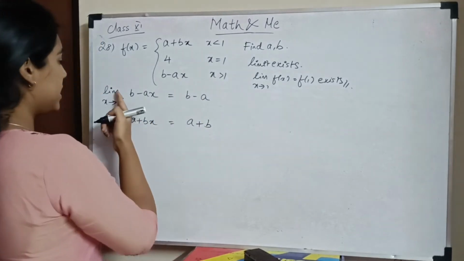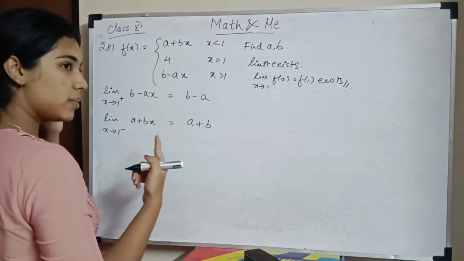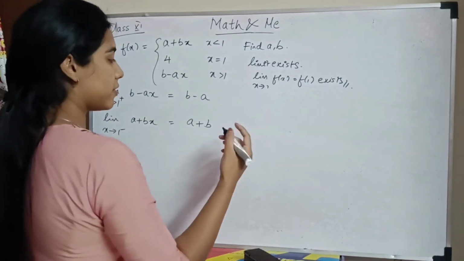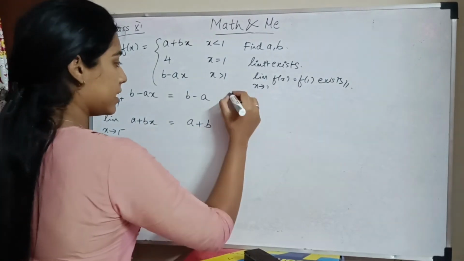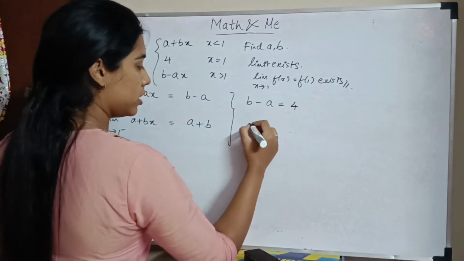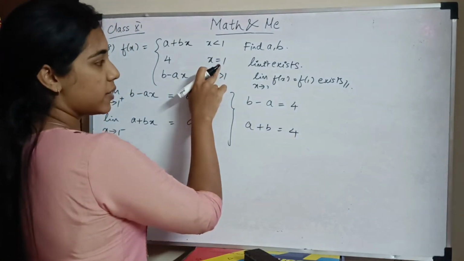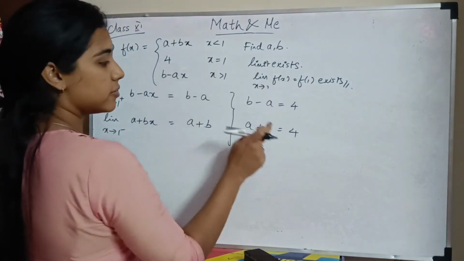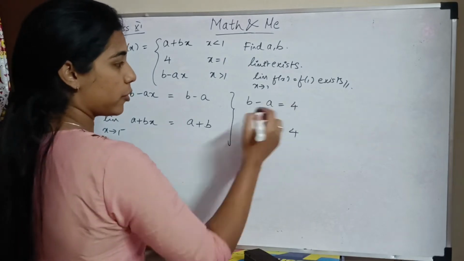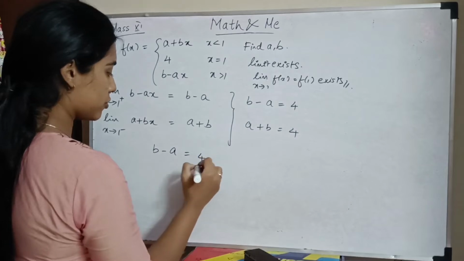They say that limit exists. Adnala left hand limit is equal to right hand limit is equal to limit of x tends to 1 of f of x. So what will happen? b minus a is equal to 4. a plus b is equal to 4. Enna at x is equal to 1, enna irukku? 4. So what do I do now? I am going to solve the both. So what do I have? b minus a is equal to 4.